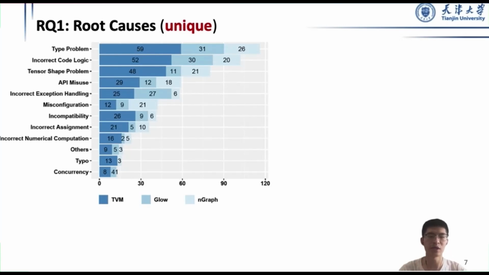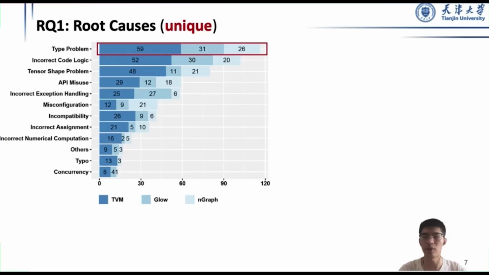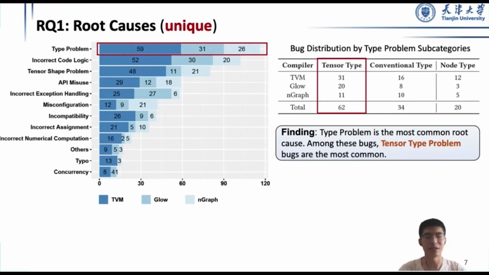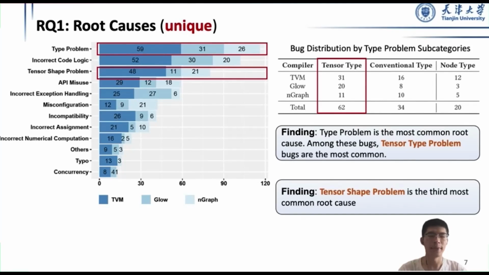The figure shows the number of DL compiler bugs by their root causes. Firstly, we find that type problem is the most common root cause. The table on the right further shows the type problem bugs distribution by subcategories. We find that tensor type problem is the most common subcategory. Meanwhile, we can find that tensor shape problem is the third most common root cause. A large proportion of bugs are related to the type and shape of tensors in deep learning computations.